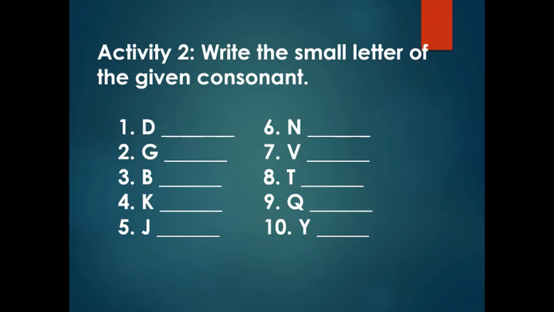Write the small letter of the given consonant. Number 1, letter D. Write on the blank the small letter of letter D. Number 2, letter G. Number 3, letter B. Number 4, letter K. Number 5, letter J. Number 6, letter N. Number 7, V. Number 8, T. Number 9, Q. Number 10, Y.